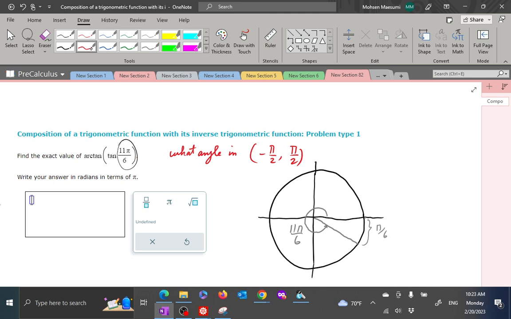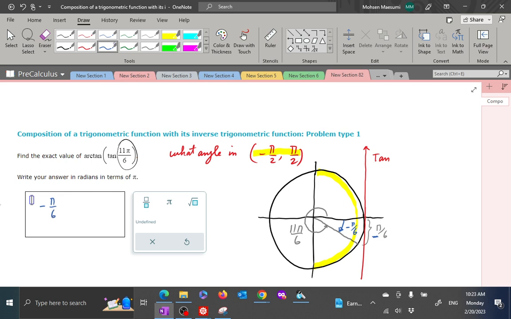Now, I draw this for tangent. This is my tangent axis. I ask, in this range of angles which starts from minus pi over 2 and goes to pi over 2, which one has the same effect as 11 pi over 6? Well, it's pi over 6, but since it's in the clockwise direction, I have to count it as negative. This angle that is going in this direction is minus pi over 6. So the final answer is minus pi over 6.